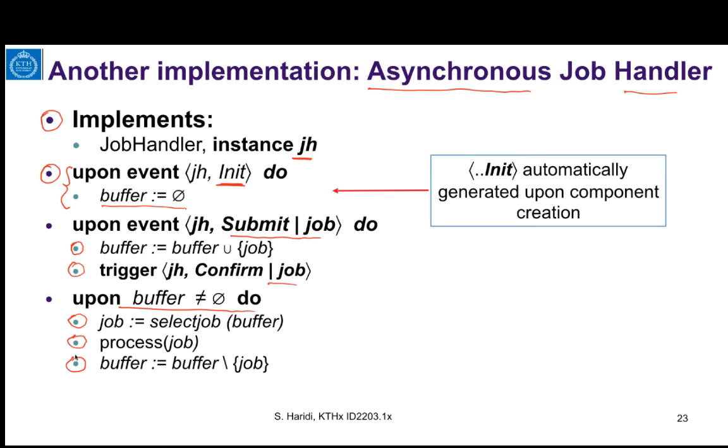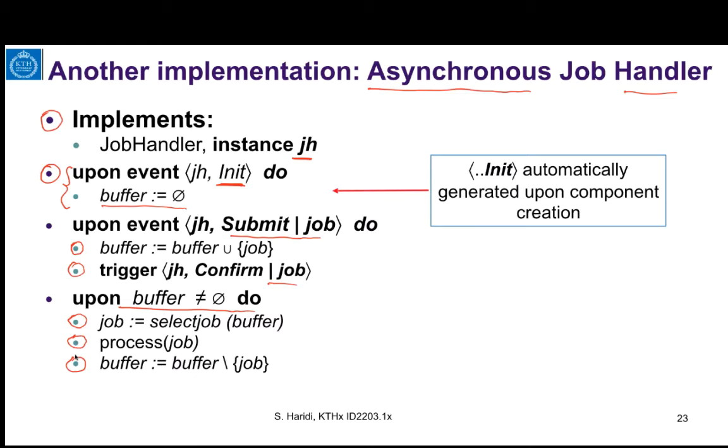We process the job and we remove the job from the buffer. So as you can see, this is another implementation. It still satisfies the specification. If you look at the sequence of events happening in the system, a submit, confirm, but the job is not processed immediately. It is processed later, asynchronously.